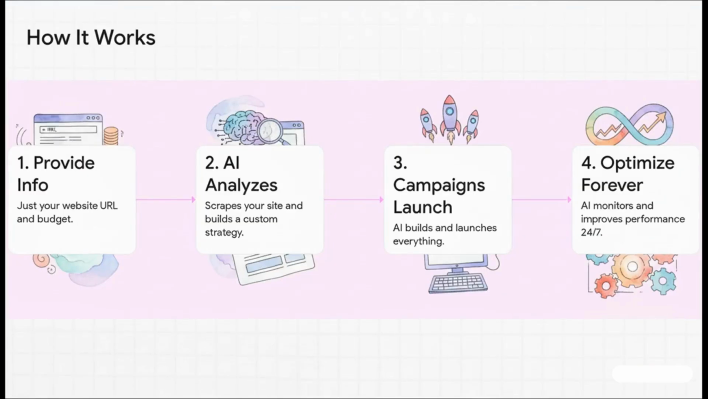For you, the user, the process is incredibly simple. Seriously, you just start by giving it your website URL and telling it what your monthly budget is. That's it. From there, the AI takes the wheel. It scans and analyzes your whole website to understand what your business is all about, and then it builds a custom strategy. Next, it builds and launches all the campaigns, all the ads, all the keywords. And then, it just enters this mode of permanent optimization, constantly watching and improving performance, day and night.